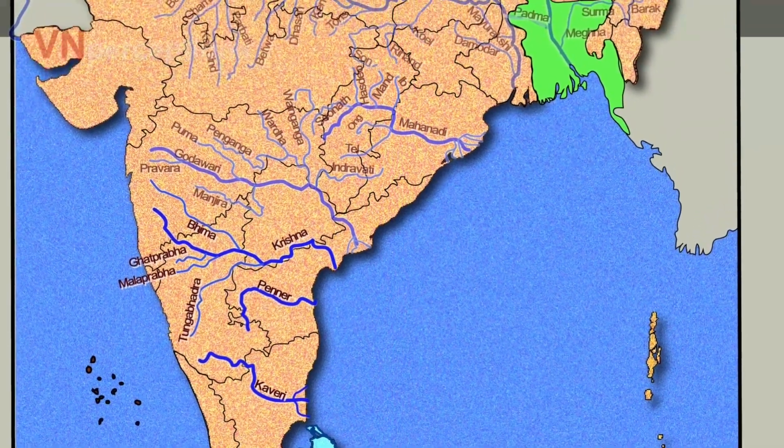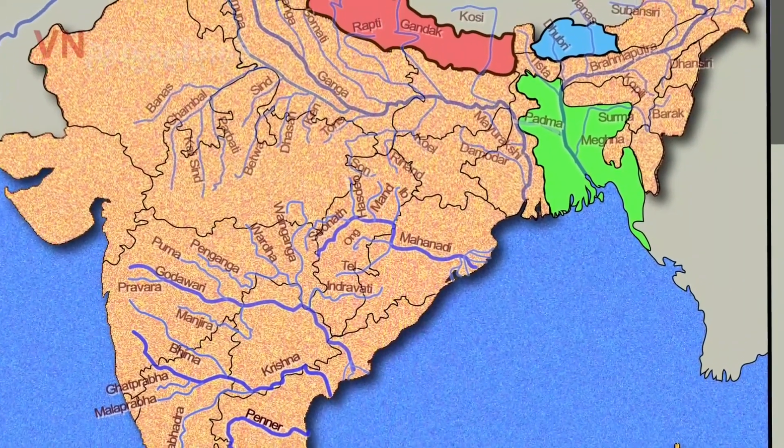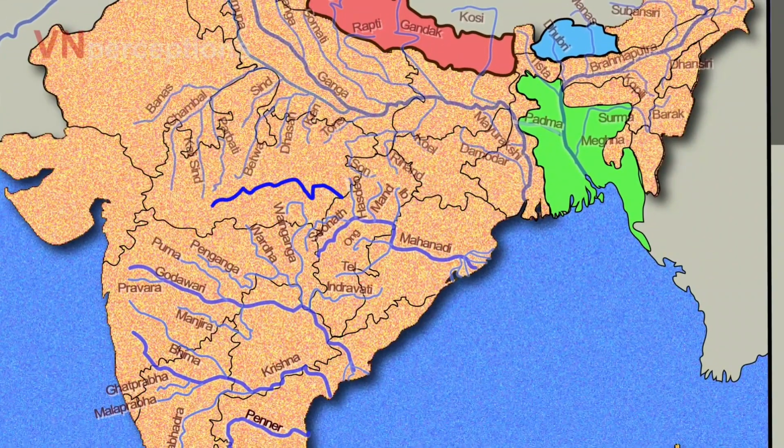The two important westward flowing rivers of India are river Narmada and river Tapi. River Narmada is the longest westward flowing river of India.